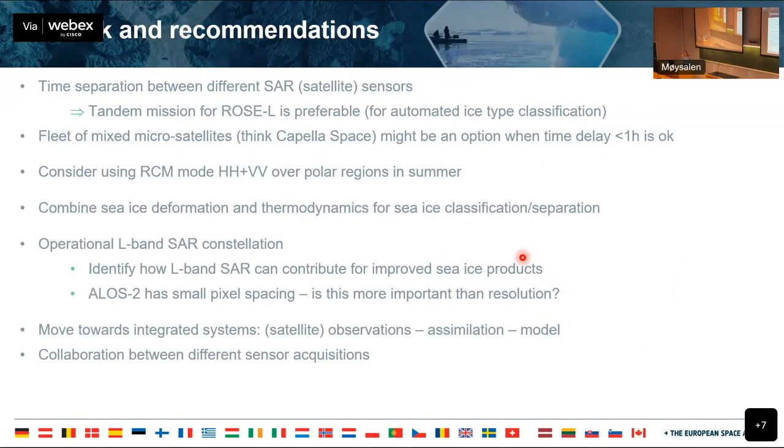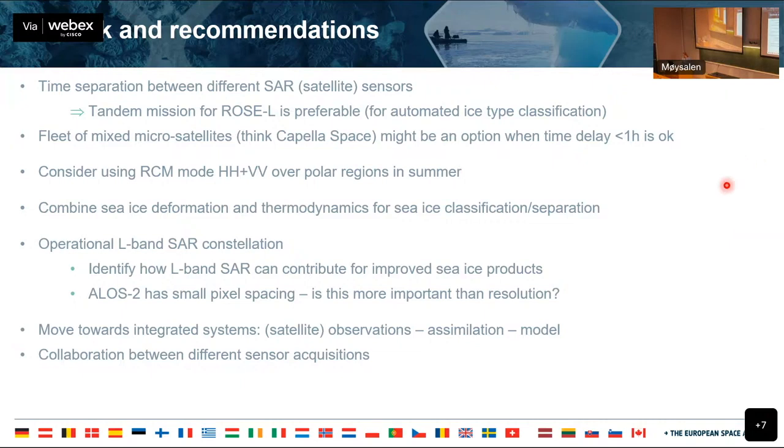So, time separation between different SAR sensors. From a CIS perspective, I would argue, together with some others, that a tandem mission for ROSL for automatic CIS type classification would be ideal. There's also mentioned among the abstracts that looking at the mixed microsatellites, Capella Space might be an option. Then we have quite short time separation. How can we utilize that? The RCM mode, the HHVV, is not regularly used, but could that be an option to point towards using this in the summer months? And to go back to what Anton was already presenting, combine CIS deformation and thermodynamics for CIS classification.